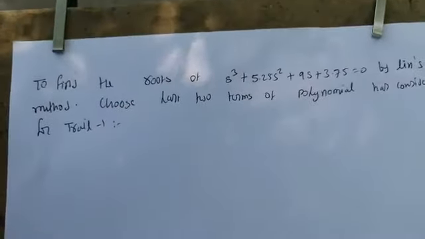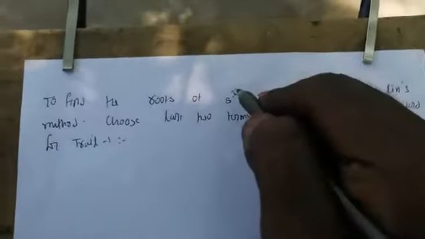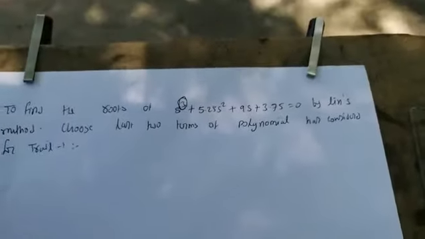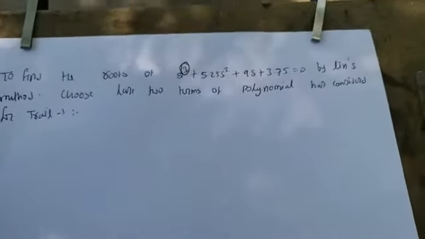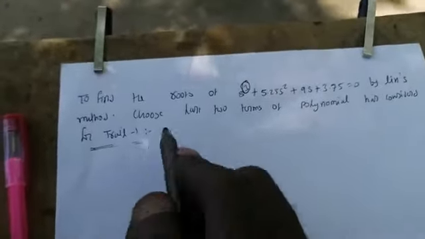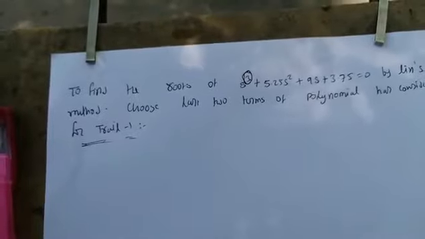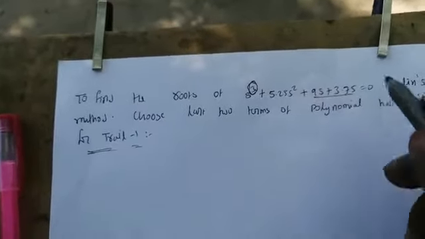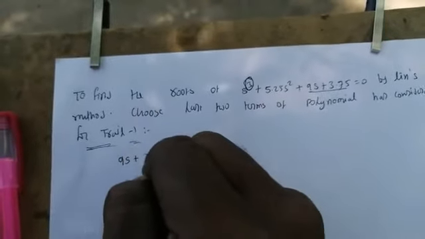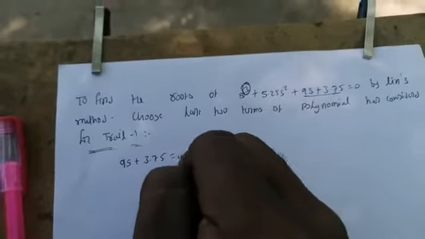Why are we using only the last two? Because this is a third order system. For a third order system we have to consider the last two numbers. For fourth order we have to consider the last three numbers, like that. So for the first try we consider the last two terms, that is 9s plus 3.75 equals to 0.